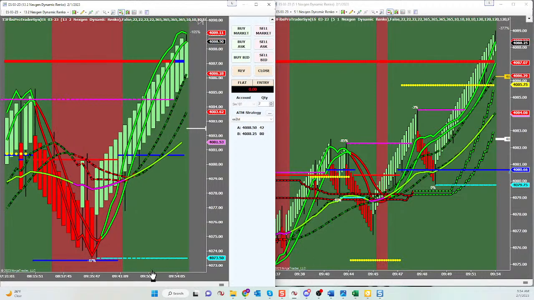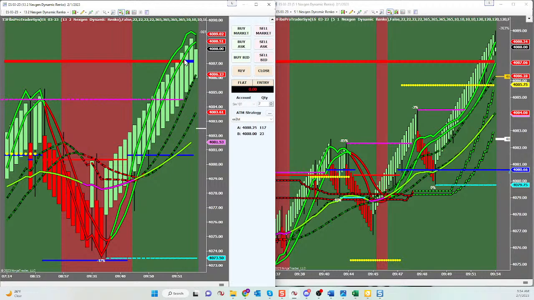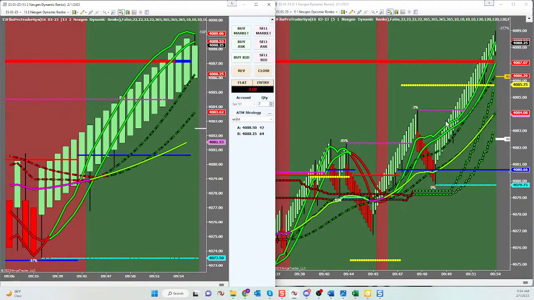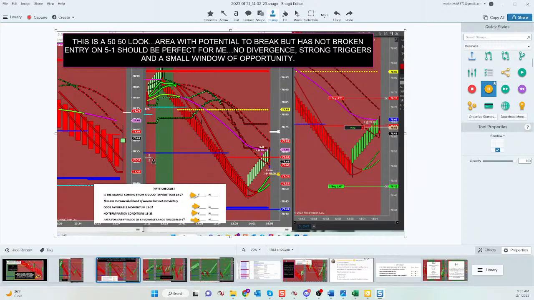And in this live market, we have small triggers through an area. Large triggers have not quite made it. This 87 area has the potential to break, but it hasn't broken yet, which means that I should have the picture perfect entry on my 5-1 if I'm willing to take an entry on a medium probability trade. This is your first medium probability.